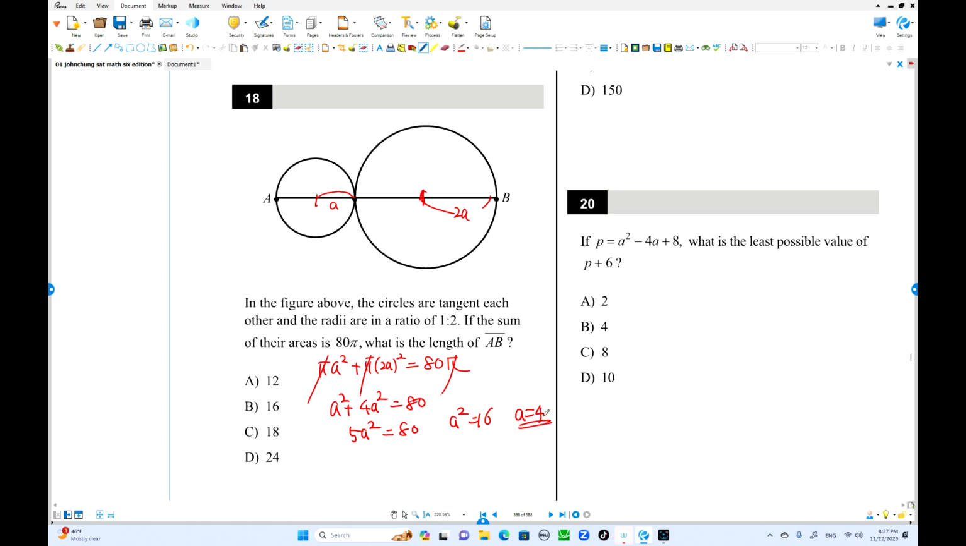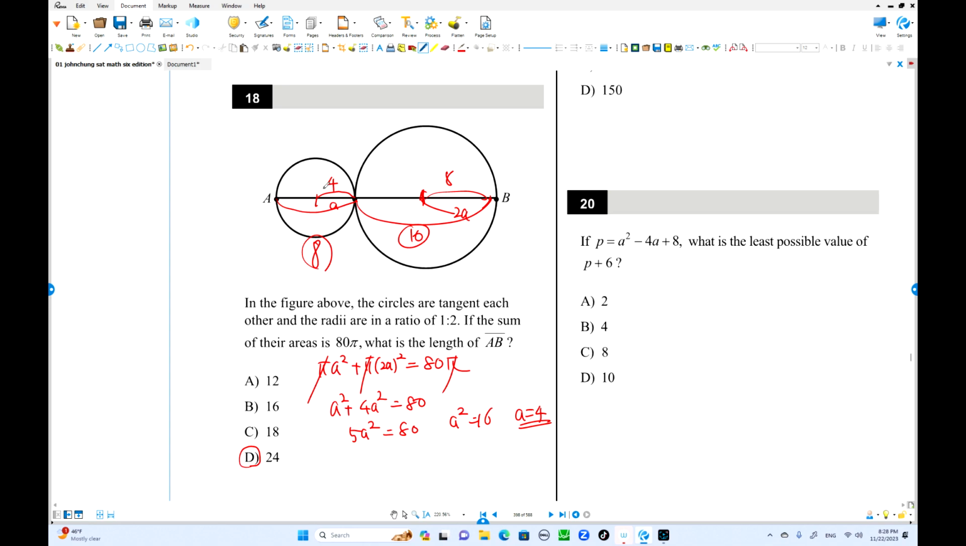You can solve this way too. This is 4. Total is 8 diameter. This is 4. This is 8. Total is 16, right? So the sum of these two equals what? The length of AB, right? 24 is the answer.